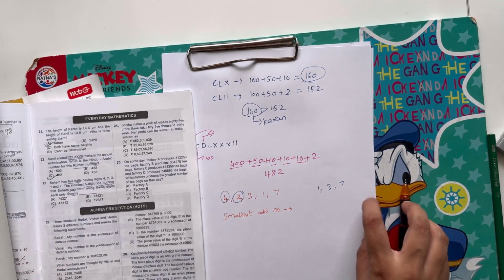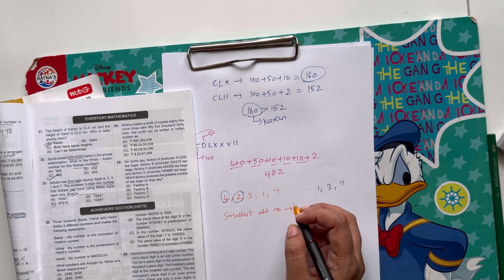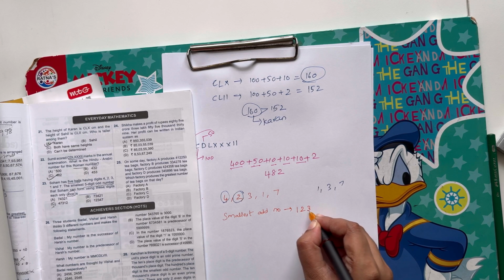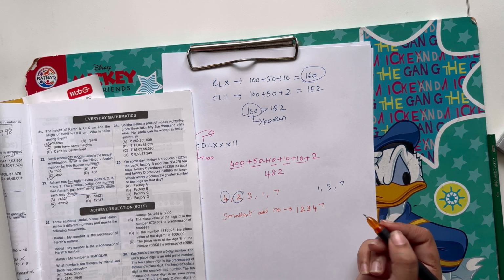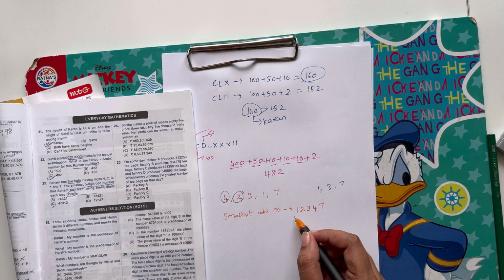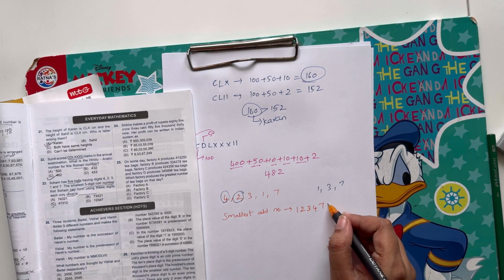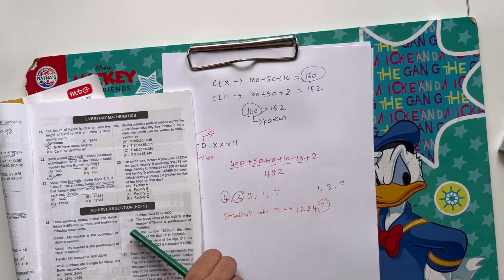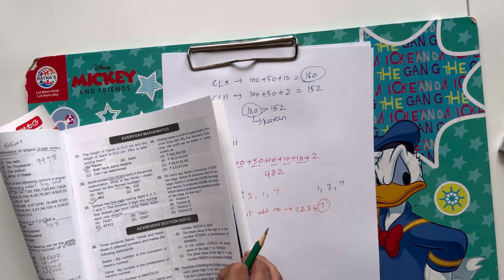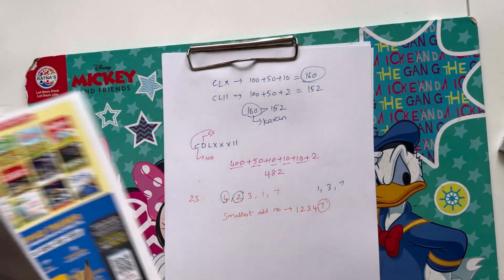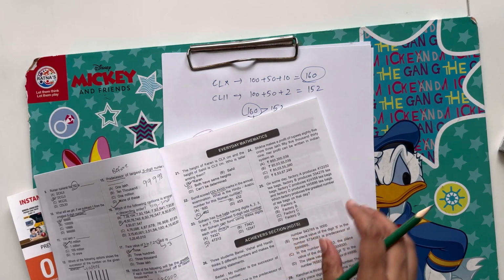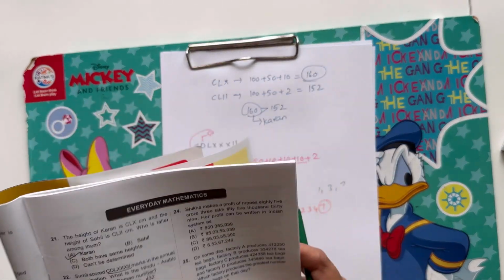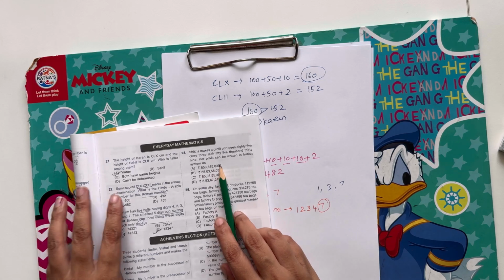So let us form the digits first. The smallest number, so let us write 1, 2, 3, and the ending should be 7. So this is the smallest number which we can form by using these digits. The ending number is an odd number, so it is the smallest odd number. That number is 1, 2, 3, 4, 7. Yes, option D is the right answer for question number 23. Let's move on to question number 24.